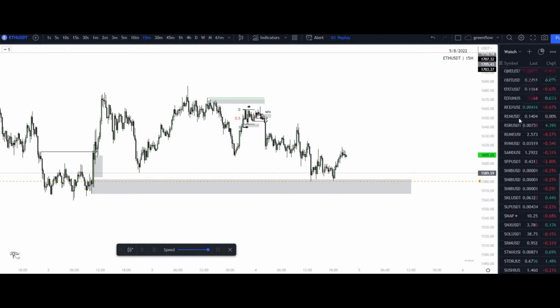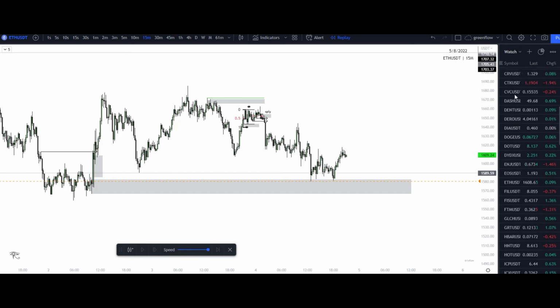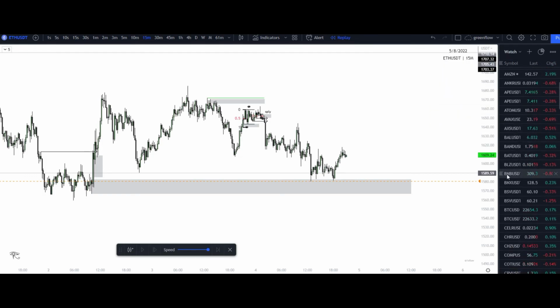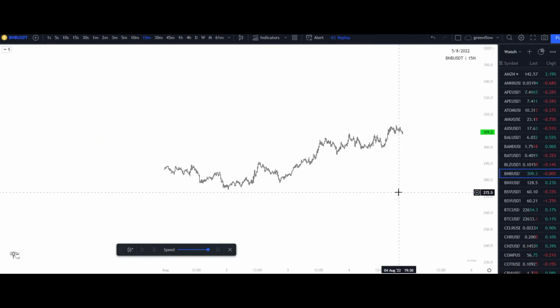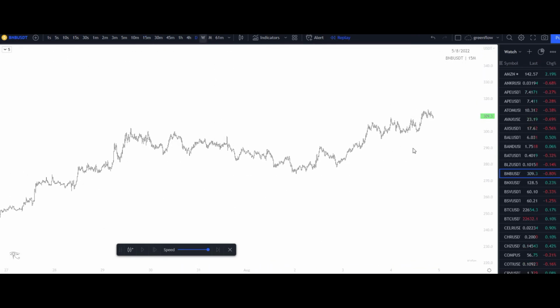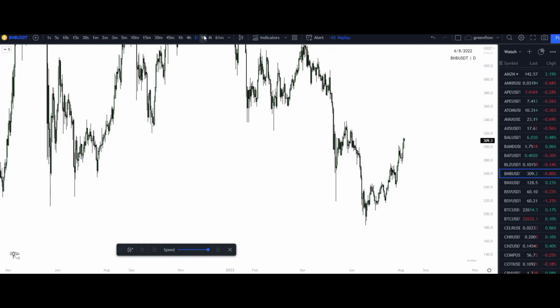Alright, BNB. Let's find you real quick. Now I have to make this like this. Alright, here we go. Okay. Taking a look at BNB. Higher time frames to lower time frames always.